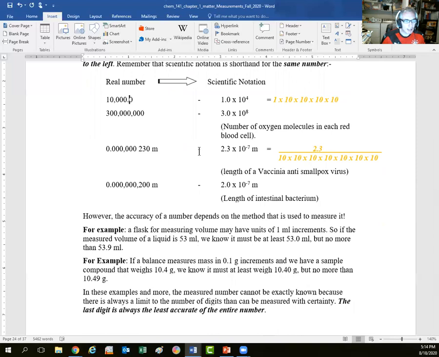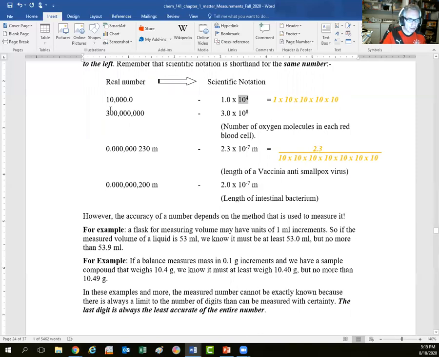So the decimal point would move 1, 2, 3, 4 times to the left, and that would give us 1.0 for the number. And to keep that magnitude, 1 would have to be multiplied by 10 times 10 times 10 times 10, 10 to the power of 4 to get back to that original value of 10,000. So we keep the magnitude of the number with scientific notation, but we can also express that number in just a few digits.